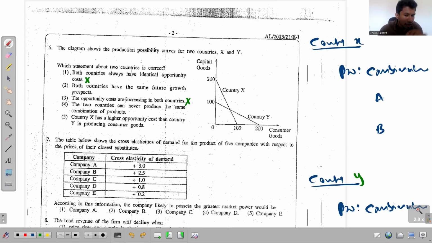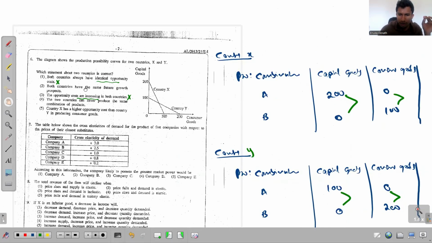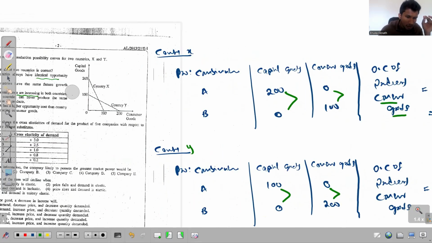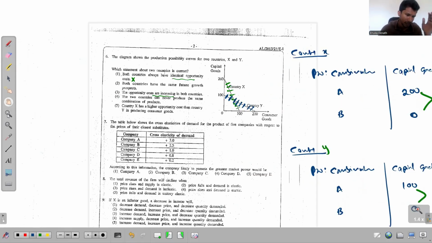It remains constant. The opportunity cost is identical. Those are two different things. If you look at the opportunity cost of producing this consumer good in country X, that's just 2. So that is 2 at any point on this curve, right? And the opportunity cost of producing a consumer good in country Y is 0.5, and that is 0.5 at any point on this curve. So the two countries have two different values, but whatever the value they have will remain constant at any point on the curve. So that's the meaning, right?